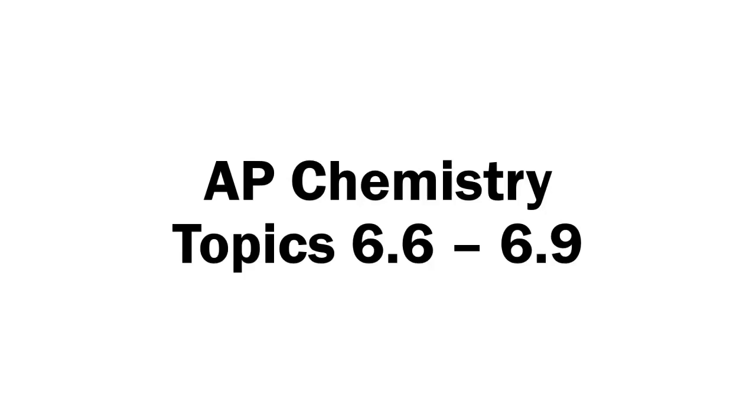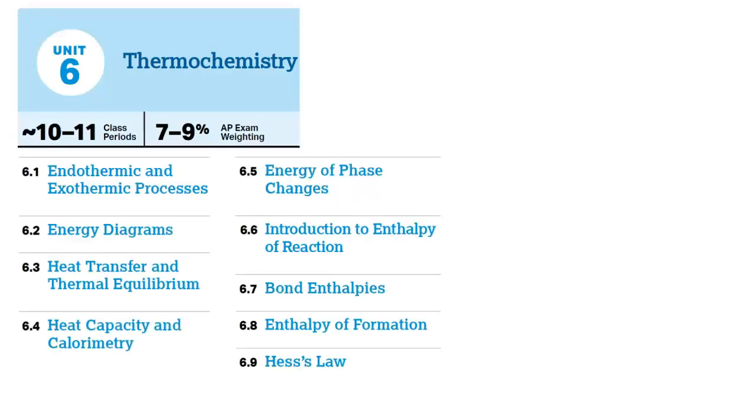These are the answers to the AP Chemistry packet that covers topics 6.6 to 6.9. On this slide, you can see Unit 6 at a glance. Unit 6 is entitled Thermochemistry. In this video, we will take a look at topic 6.6, Introduction to Enthalpy of Reaction, topic 6.7, Bond Enthalpies, topic 6.8, Enthalpy of Formation, and topic 6.9, Hess's Law.